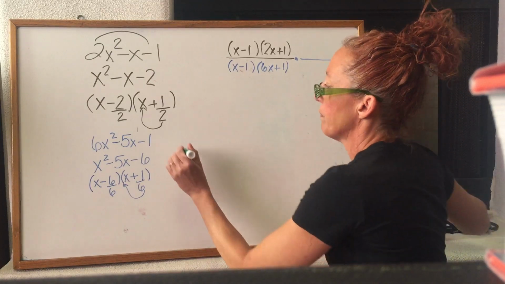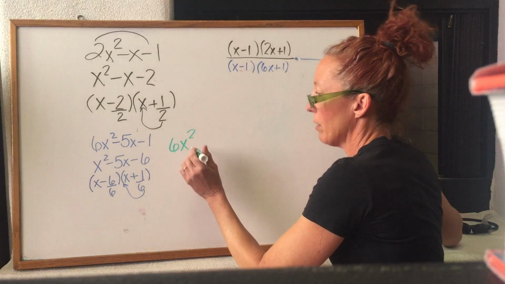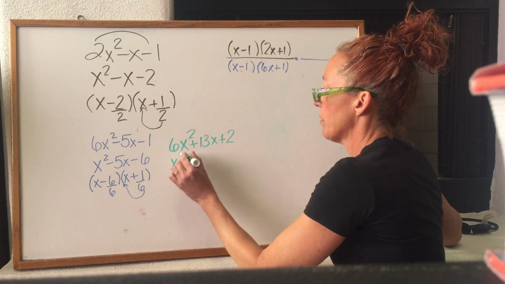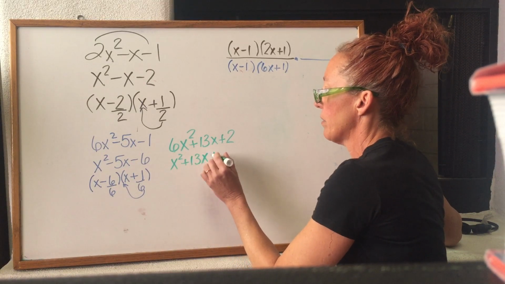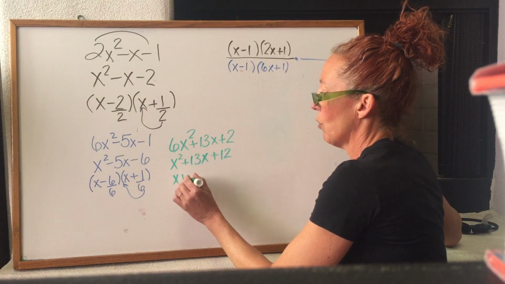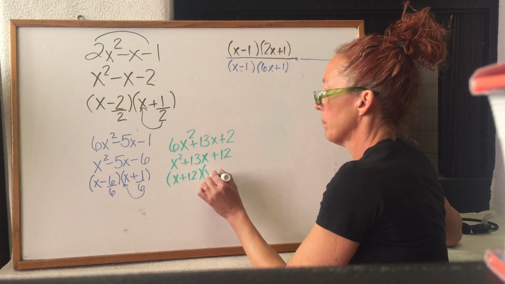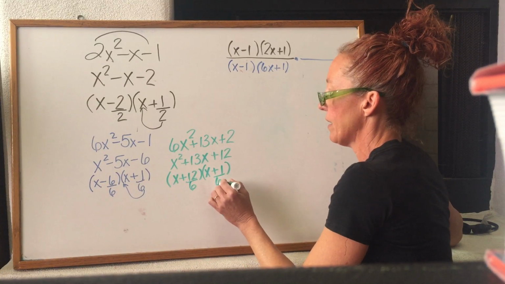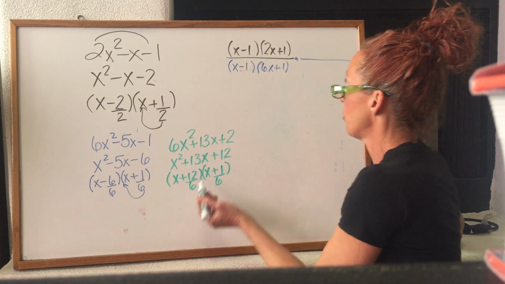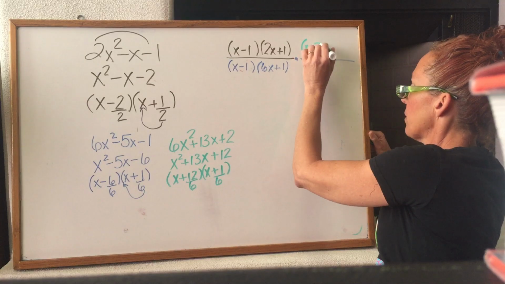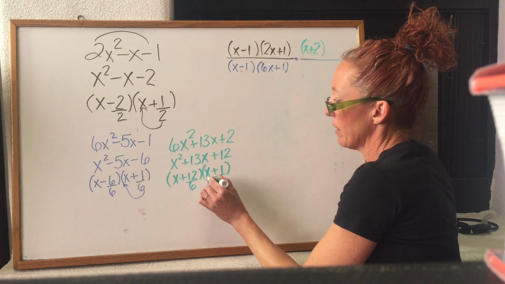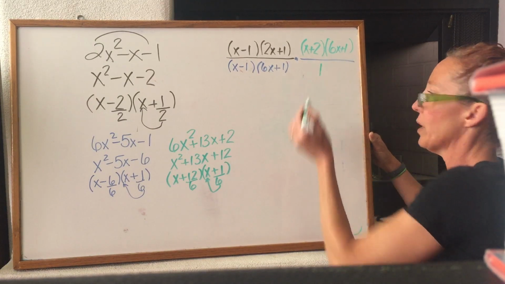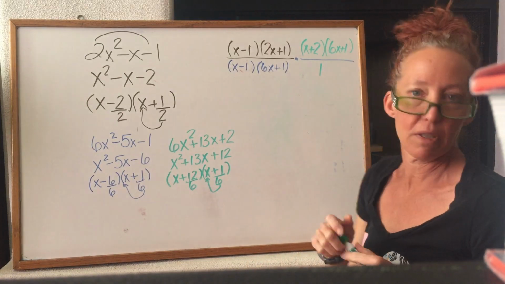And then the last one, I have 6x squared plus 13x plus 2. So x squared plus 13x plus 12. So 12 and 1 will make 13. And so if I multiply by that 6, right here I'm going to divide by that 6. 12 divided by 6 is 2. So this is x plus 2. And then that 6 is going to slide right there. 6x plus 1. There wasn't a denominator in the problem, so you can just put a little 1 right there.